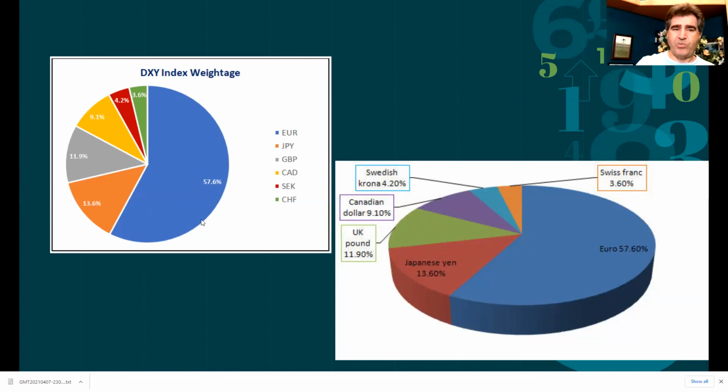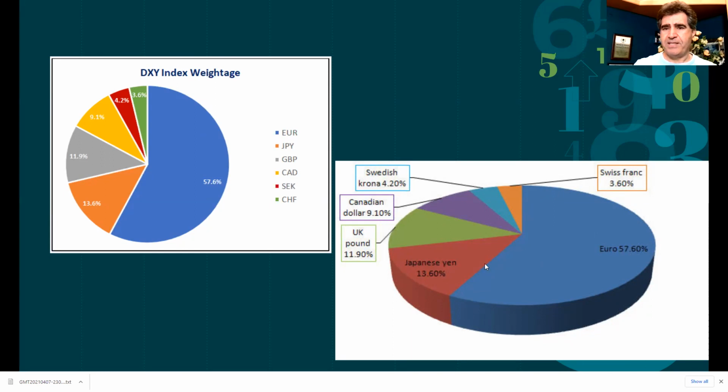The biggest portion of that is the euro, which is 57.6% of the dollar basket. Then the Japanese yen is 13.6, the UK is about 12, the Canadian is about 9, the Swedish krona is 4.2, and the Swiss franc is 3.6.